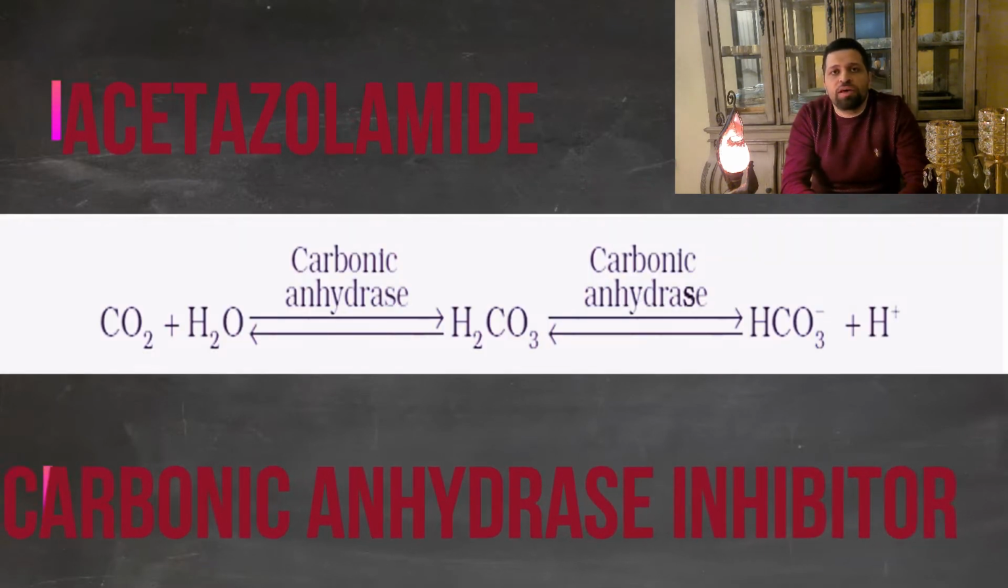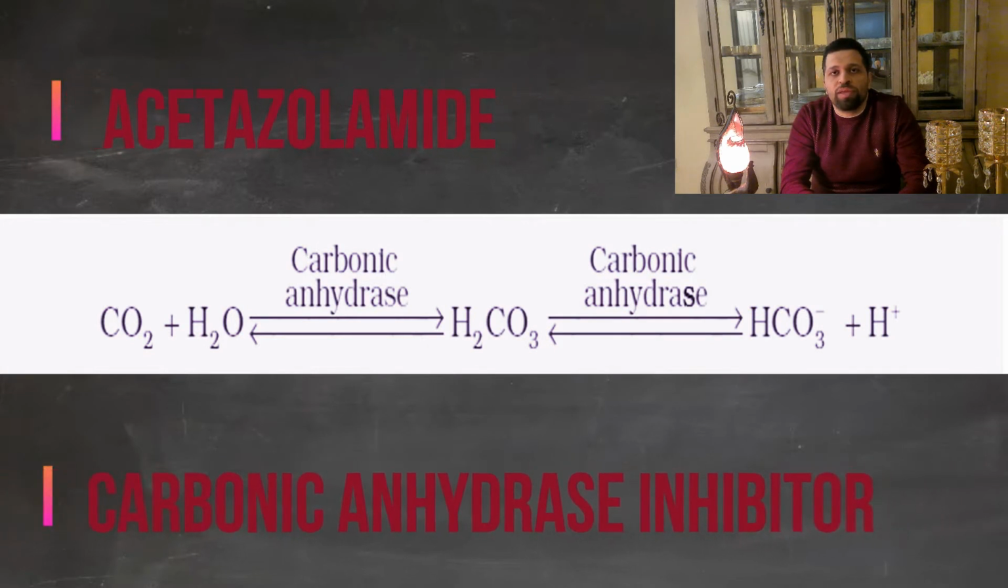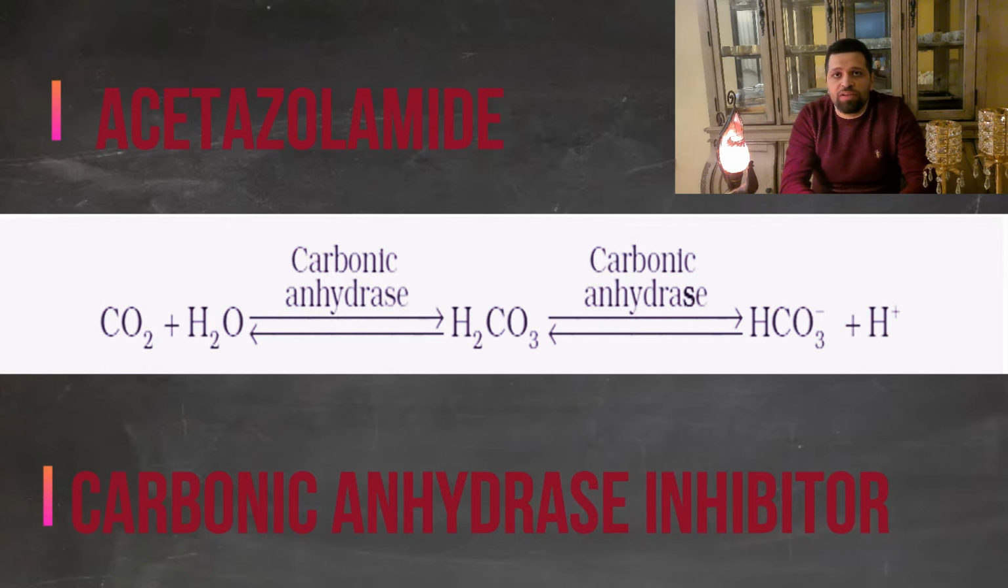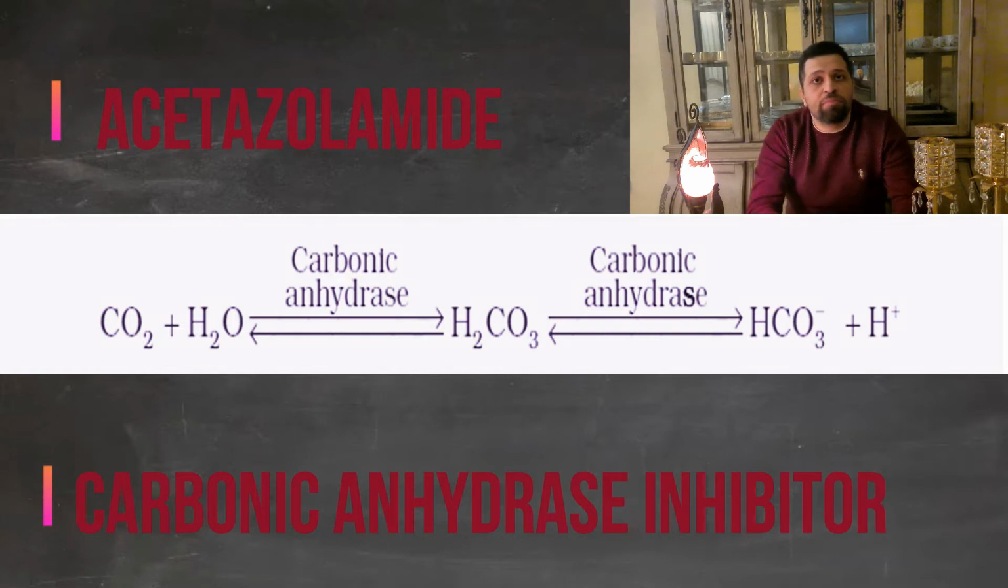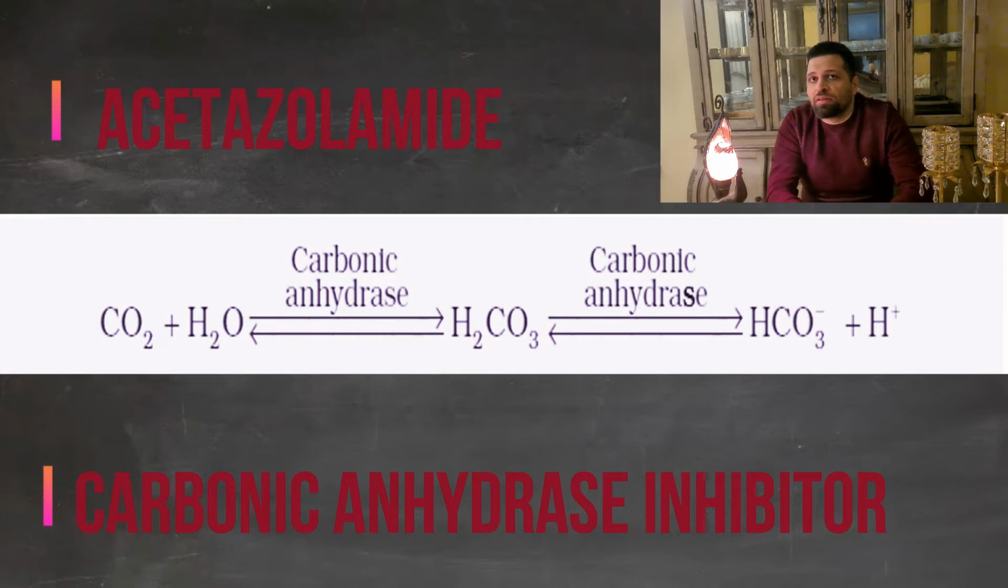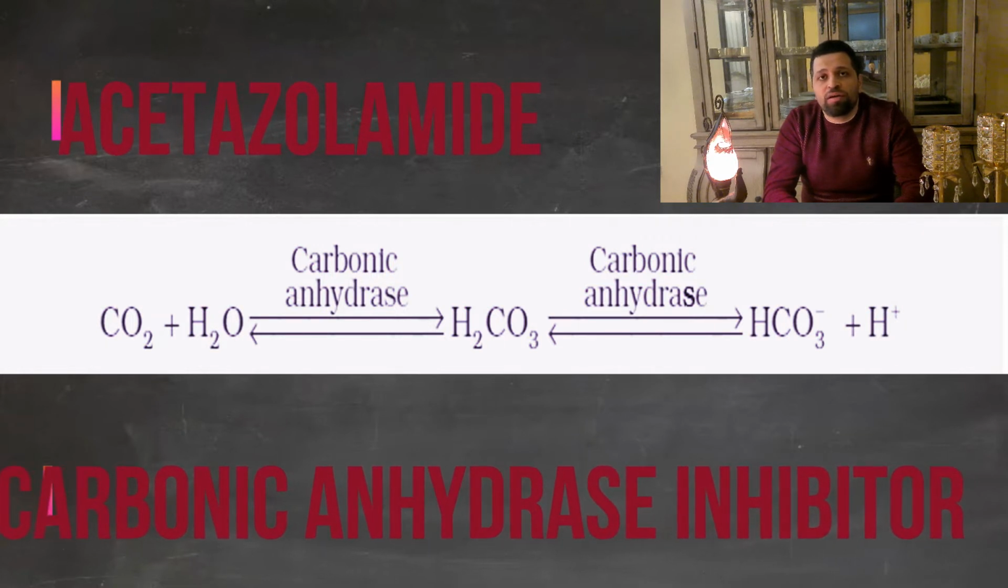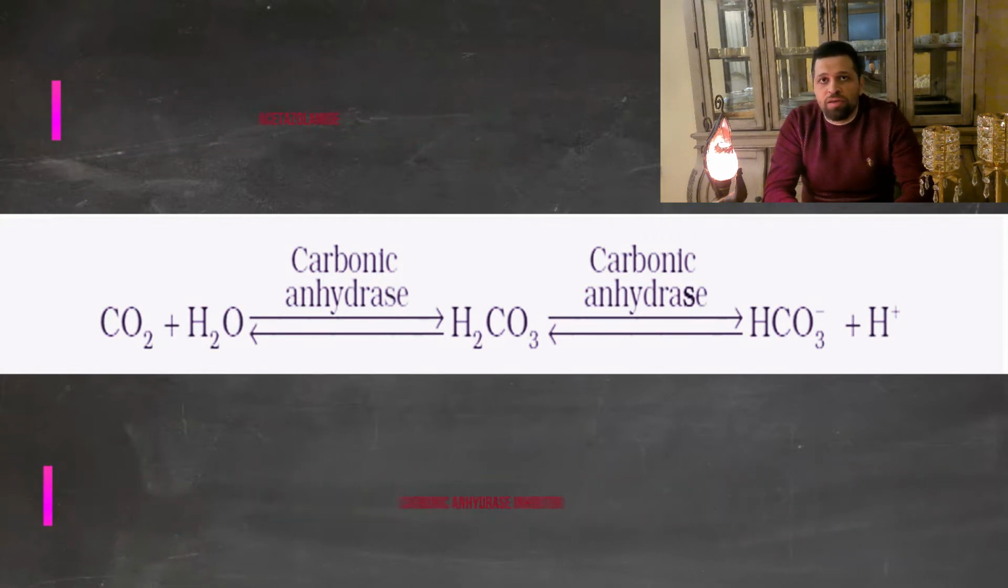Now we know that CO2 with water makes H2CO3, which is carbonic acid, which dissociates later to bicarb and hydrogen. And if we go vice versa, bicarb and hydrogen, when they unite, they also use the carbonic anhydrase enzyme. So if we inhibit this enzyme, we will prevent bicarb and hydrogen from uniting, and we will lose bicarb in the urine. That's why carbonic anhydrase inhibitor causes acidosis.